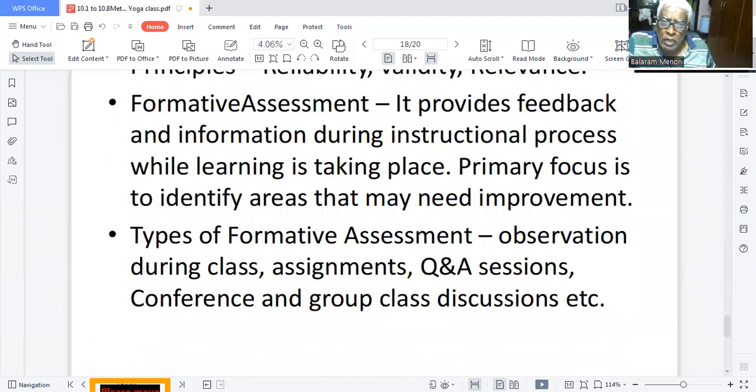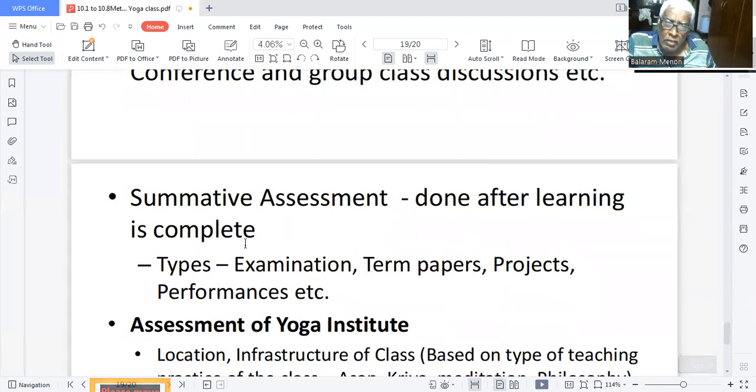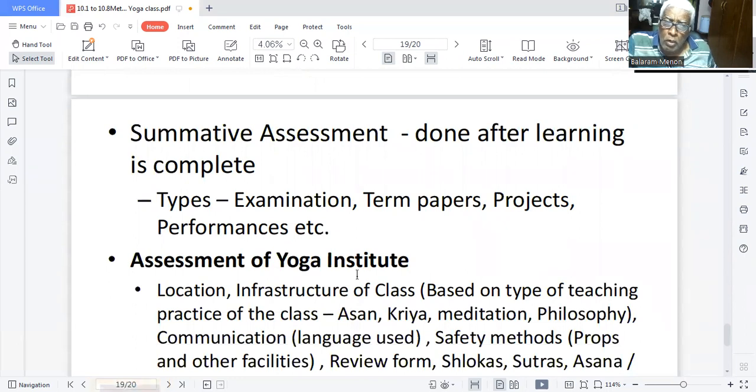Types of formative assessment: observation during class, assignment, questions, and discussion, group discussion. Summative assessment is done after learning: examination, terms, paper, projects. So this is regarding the students' assessment, how far they read, how far the knowledge and all. Now we come to the assessment of the Yoga Institute or the class.